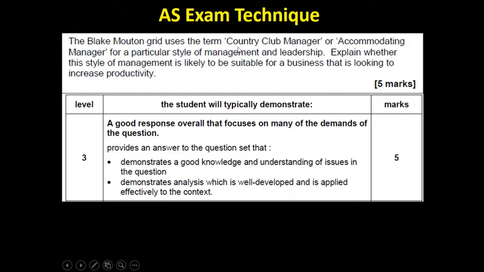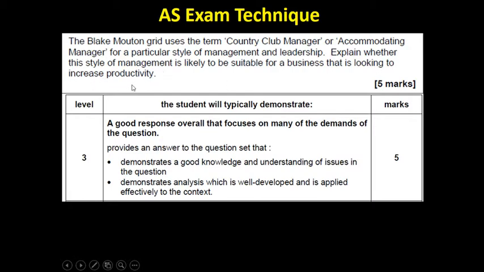This one's about Blake Mouton, country club manager. Explain whether this style of management is likely to be suitable for a business that is looking to increase productivity, looking to increase output per worker. Okay. The key thing is that this is the context, all right? It's not a long case study or anything like that, but they've given you a context.